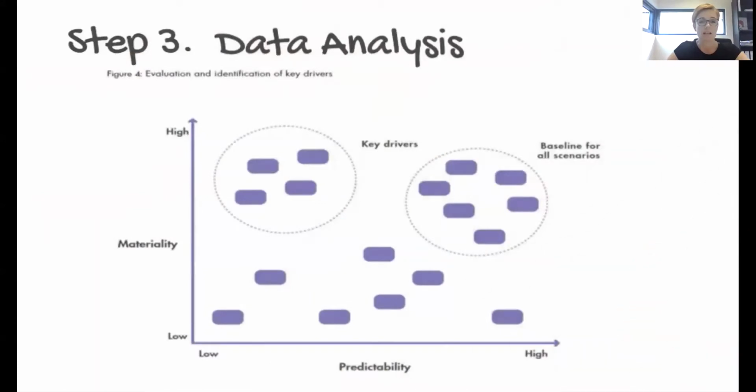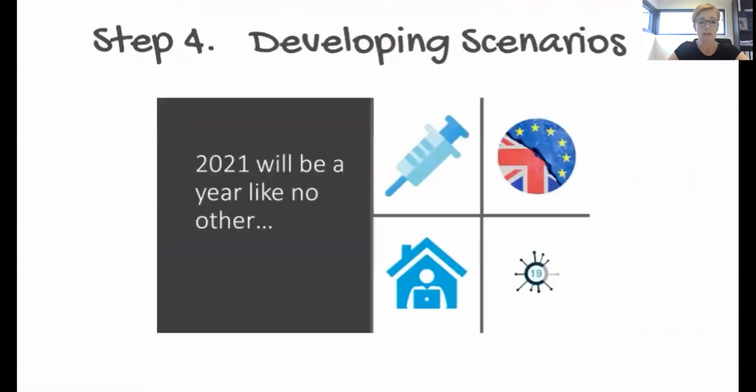The next is to analyze the data that you have established in step 2. And this is essentially a risk assessment. And on the left there, you have the materiality, or the level of impact that a scenario might have in your business. And then along the bottom there, you have the predictability. So that's the probability of you being able to predict whether or not it will happen. So the key drivers sit there at the top left-hand side, and that's where you're most vulnerable.